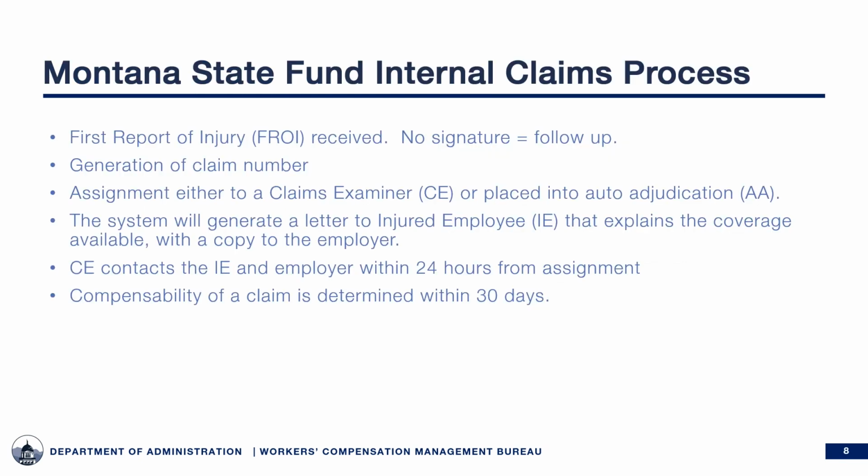Montana State Fund's internal claims process. Once the first report of injury is received, a customer service specialist may follow up if the FROI is incomplete, such as a missing signature from the injured employee. A claim number will be auto-generated. This is the number the employee will need to provide to any provider they seek medical treatment from for this injury.